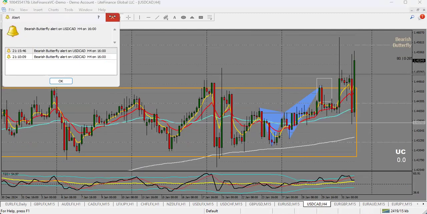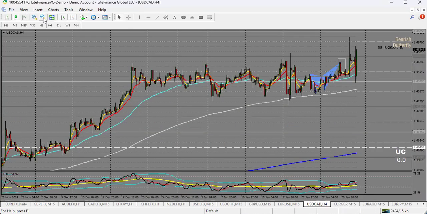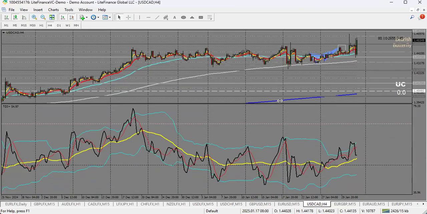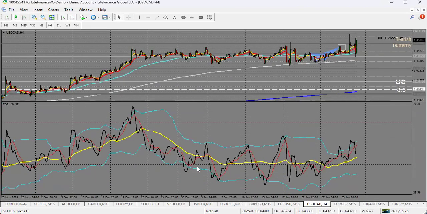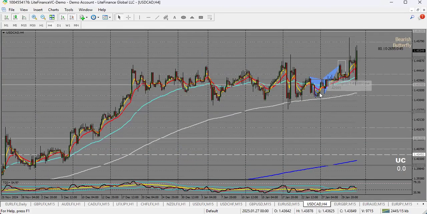Okay, so I can delete this. So this is the H4. The TDI on the H4 is simply consolidating around the middle level, level 50, showing that the market was at rest. We had a bearish butterfly here, which did not have an effect. The market still continued up. It was simply a retracement here and then a continuation going up.